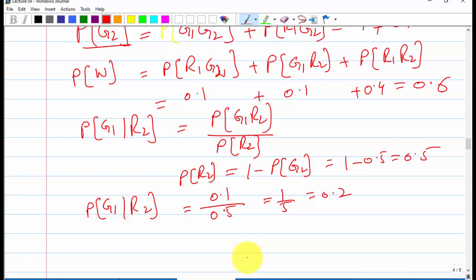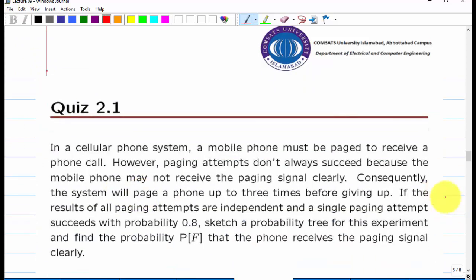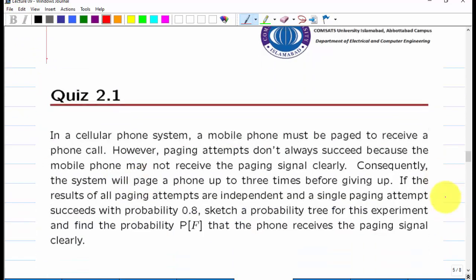Okay, let's see another problem for this tree diagram. I will paste it here from the book. This is quiz 2.1. It says that in a cellular phone system, a mobile phone must be paged to receive a phone call. However, paging attempts don't always succeed because the mobile phone may not receive the paging signal clearly.